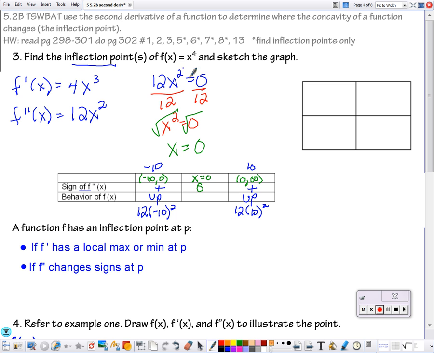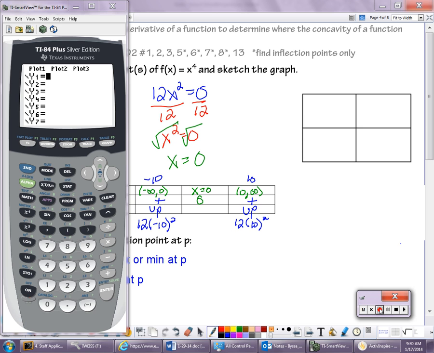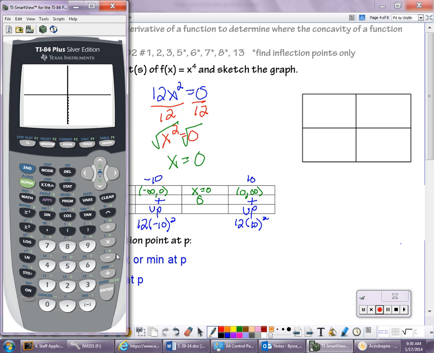So let's look at what the graph of x to the 4 looks like in your calculator. In y equals, I'm going to put x to the 4th. Graph it on the normal window. Sure enough, there's no change in concavity here, which means there's no inflection point.